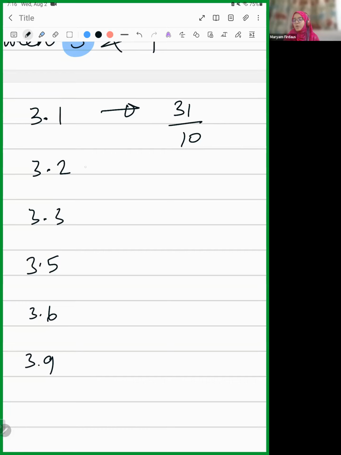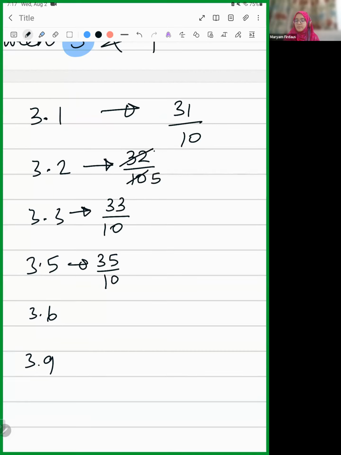Now 3.2 also you can write as a rational number, which is 32 by 10. Then this also 33 by 10, 35 by 10. Now 32 by 10 can be simplified: 2 sixteens are 32, 2 fives are 10. This can be written as 16 by 5. 35 by 10: 2s are 5, 7s are 35. So 7 by 2.